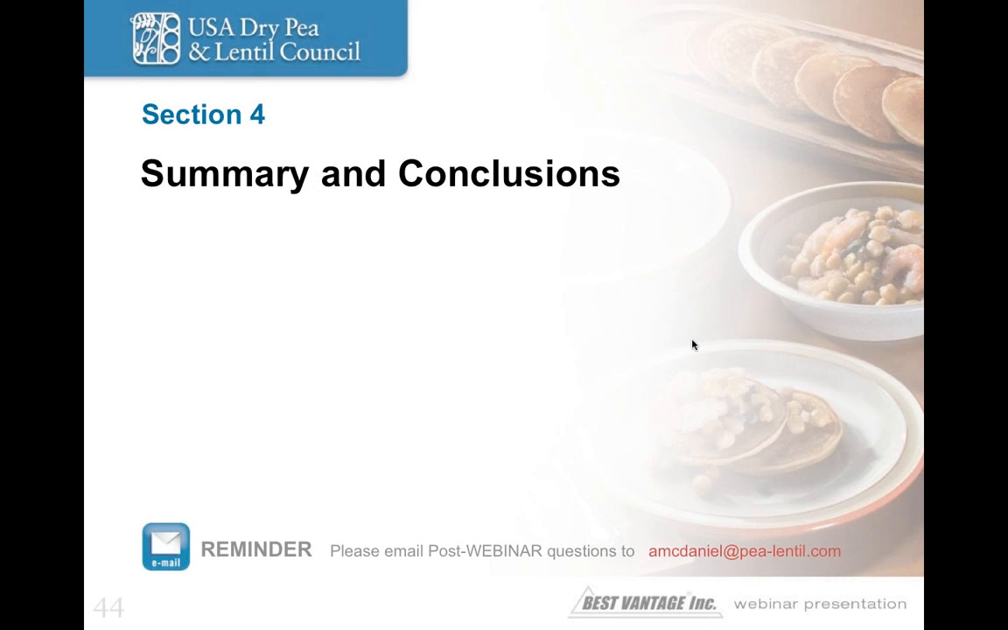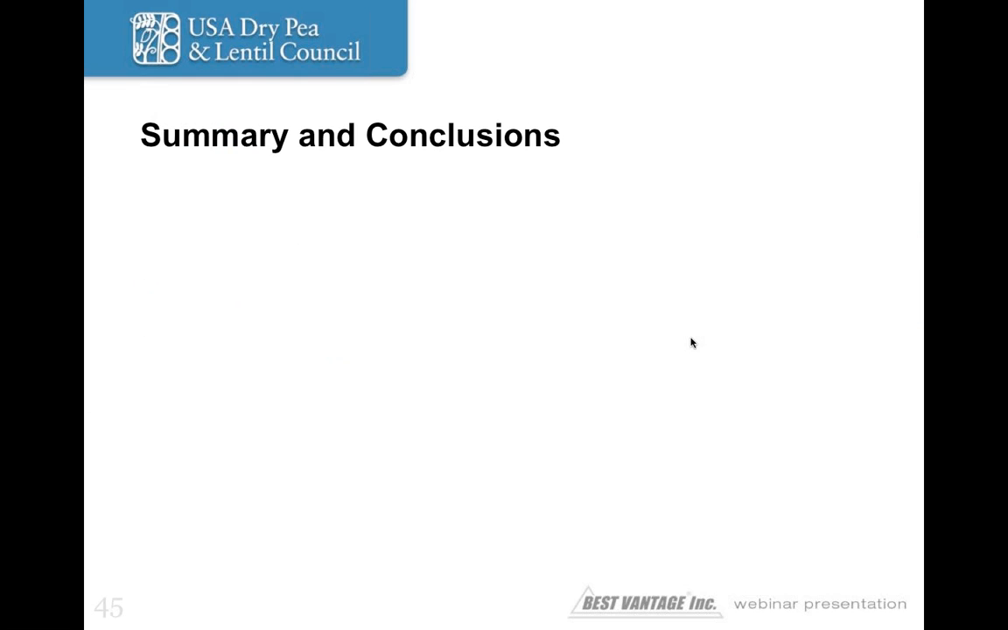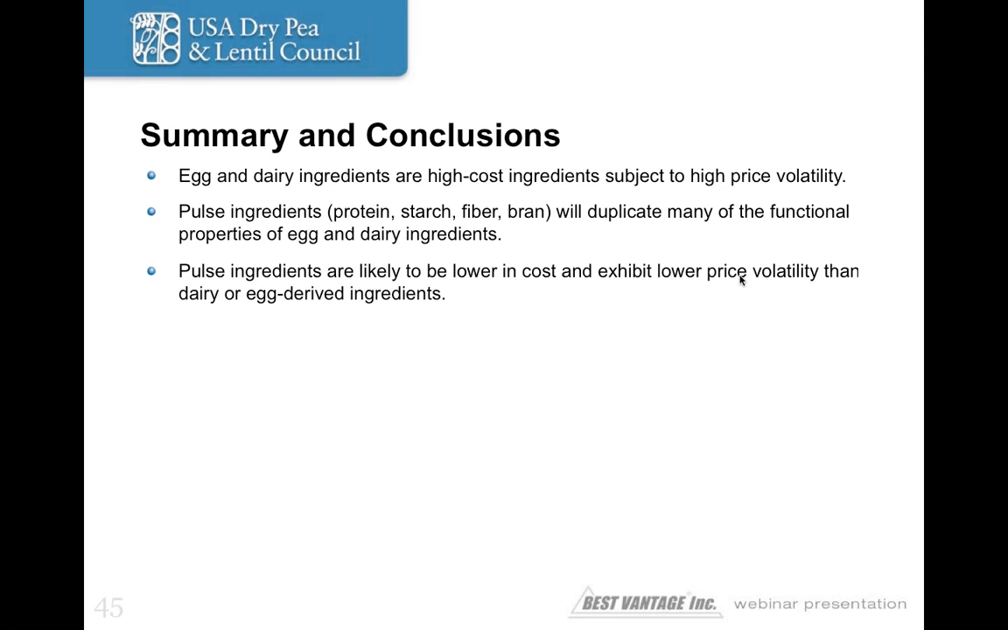Well, that brings us to our summary and conclusions. We'd also like to talk about resources that are available to you, questions and answers, and starting with summary and conclusions. One is that egg and dairy ingredients are high cost ingredients subject to high price volatility. Pulse ingredients, proteins, starches, fibers, and brans will duplicate many of the functional properties of egg and dairy ingredients. Pulse ingredients are likely to be lower cost and exhibit lower price volatility than dairy or egg derived ingredients.